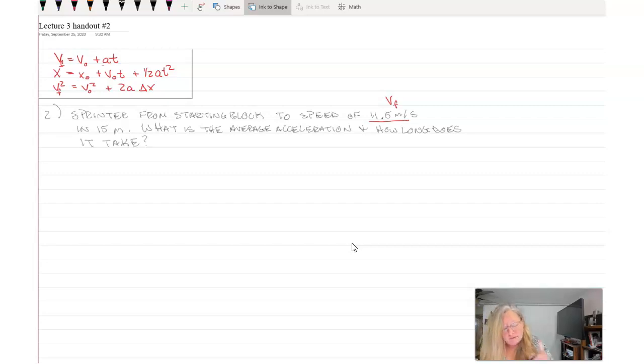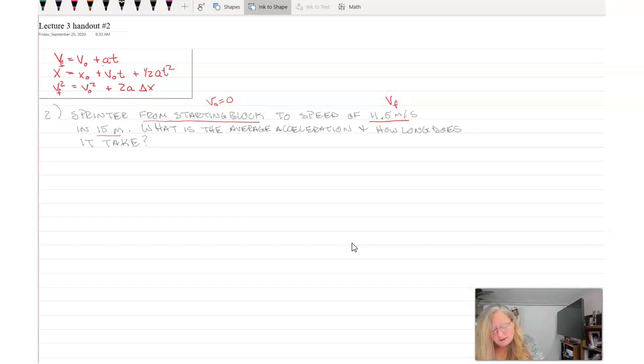And again, just keying in on when you're looking at these questions, how to find your V initial. Well, I'm starting from the starting block, so this says my V initial is 0. What else do I know? I know that it takes me 15 meters to get there.